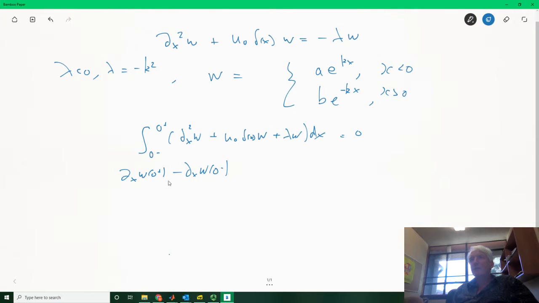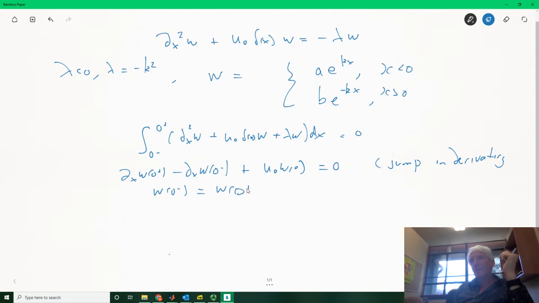It's not going to be continuous, this function on the jump. Plus, we get u naught times w of 0 equals 0. So that's the jump condition, the jump in the derivative. And we also get that w of 0 minus must equal w of 0 plus, so w is continuous.